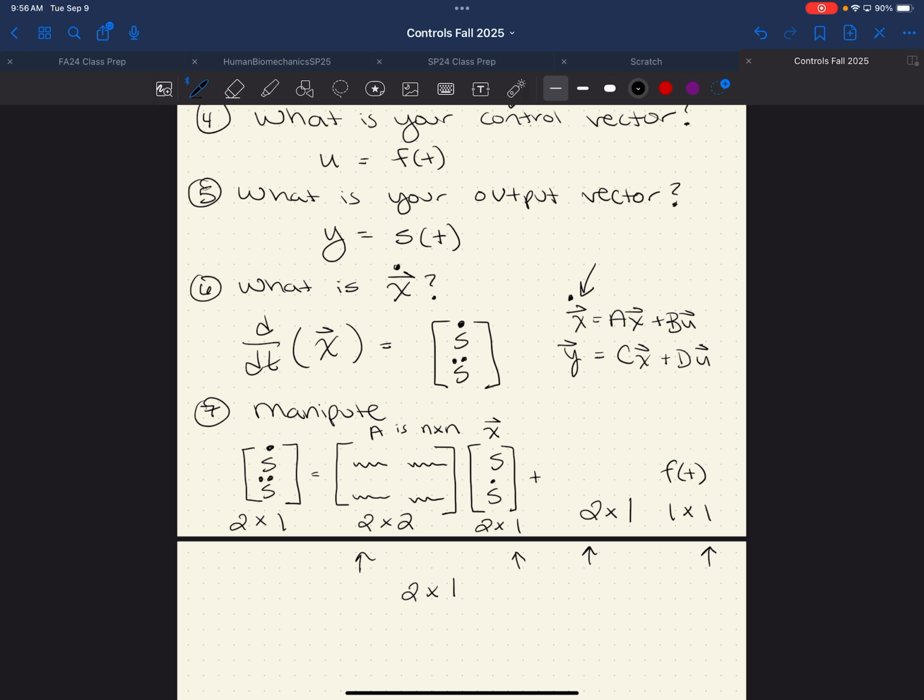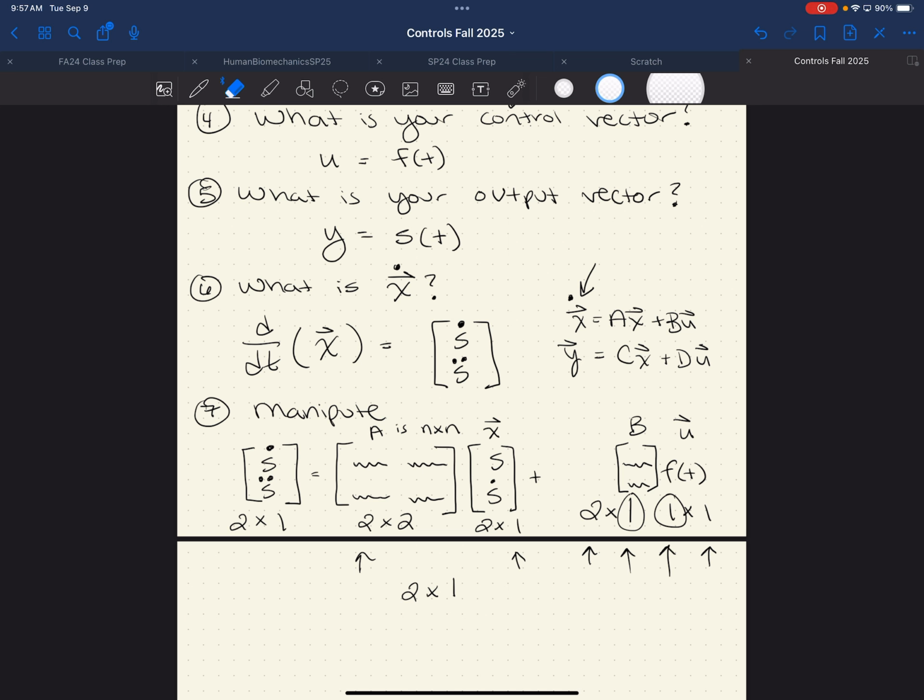The last 2 have to match. The inner dimensions must agree. So this has to be equal to this. So we absolutely know that this is a 2 row by 1 column matrix B, and this is U. All right, very good.